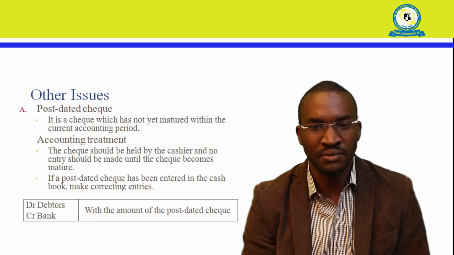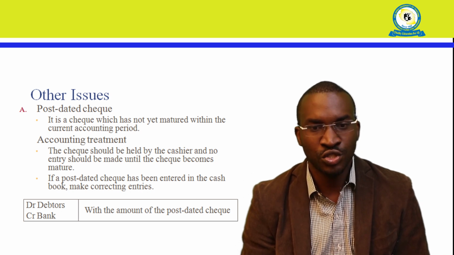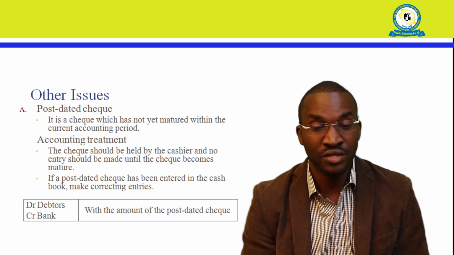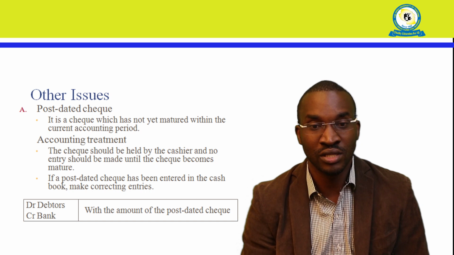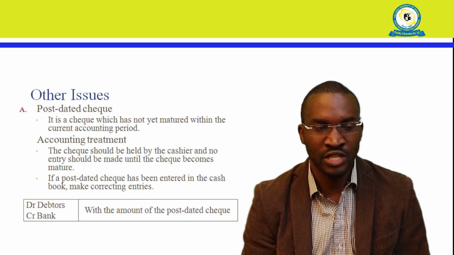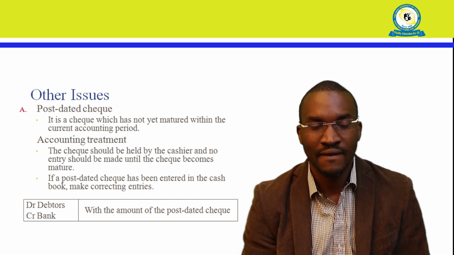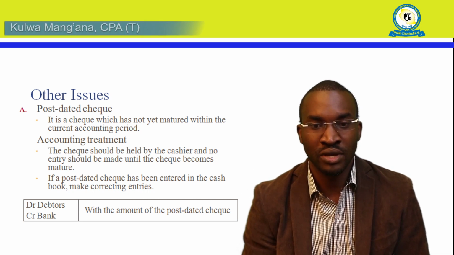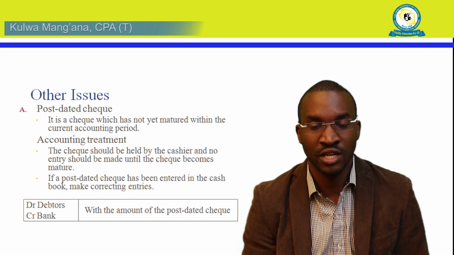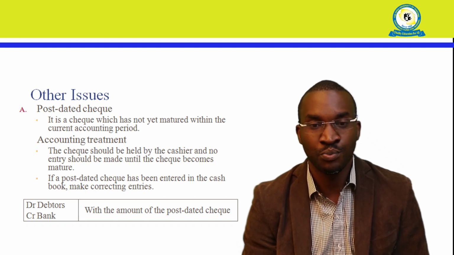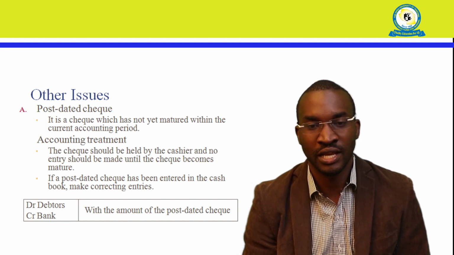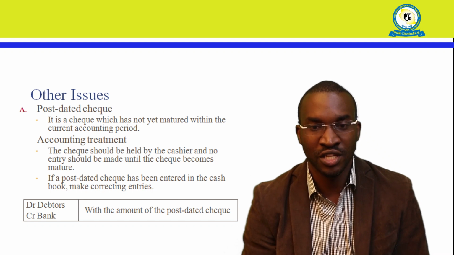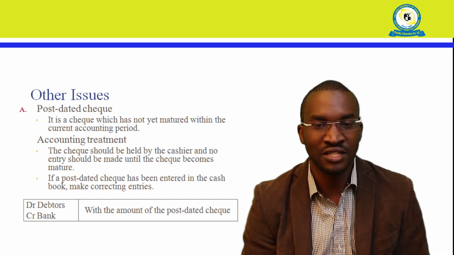the check should be held by the cashier, and no entry should be made until the check becomes mature. I repeat, this is with regard to the post-dated check. For example, you have a check that has been dated in future time. Then you are not supposed to make any entry today because that check has been issued today, but it has been post-dated. It has been dated to be processed in future time. So the check should be held by the cashier, and no entry should be made until the check becomes mature.